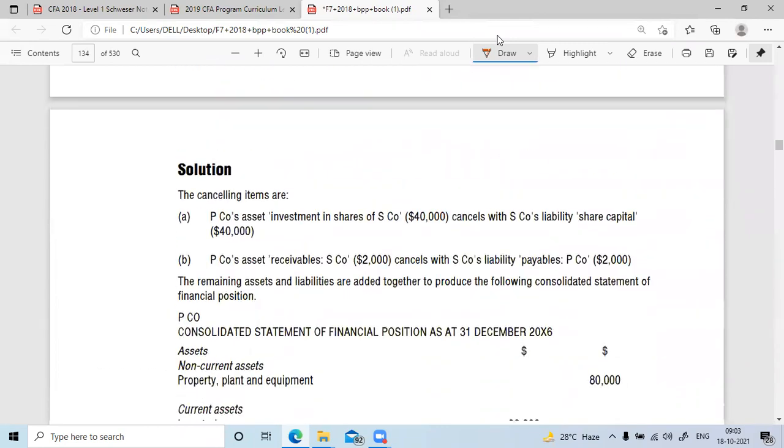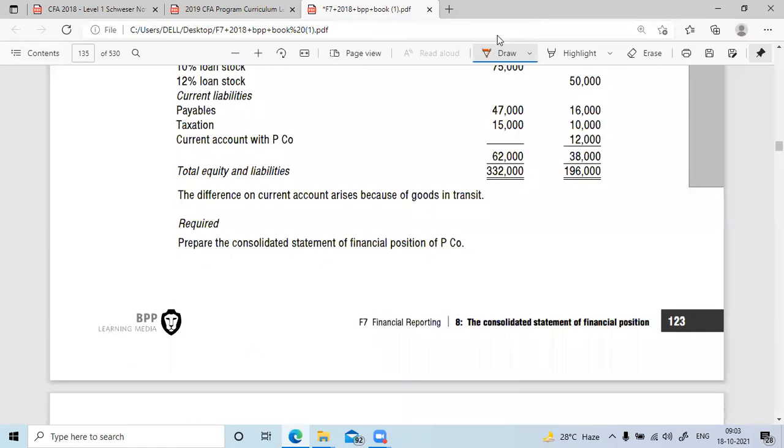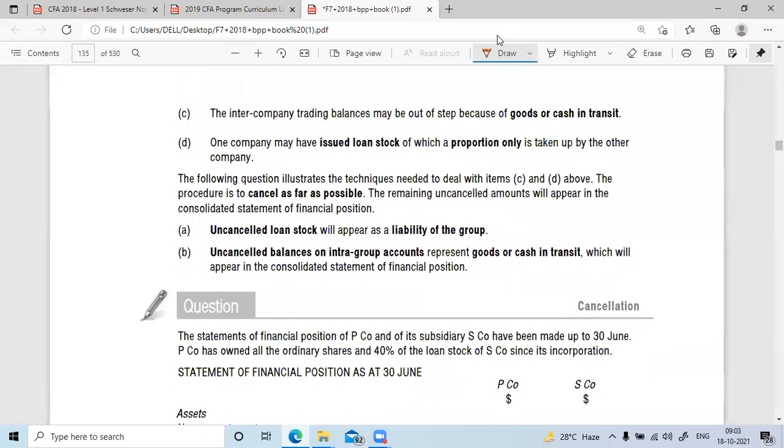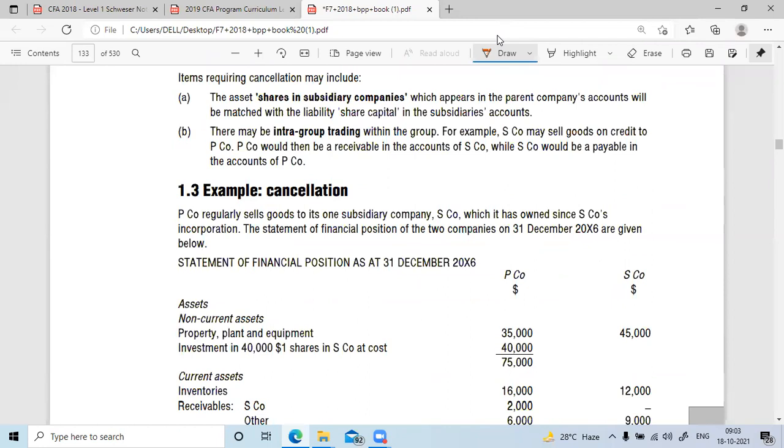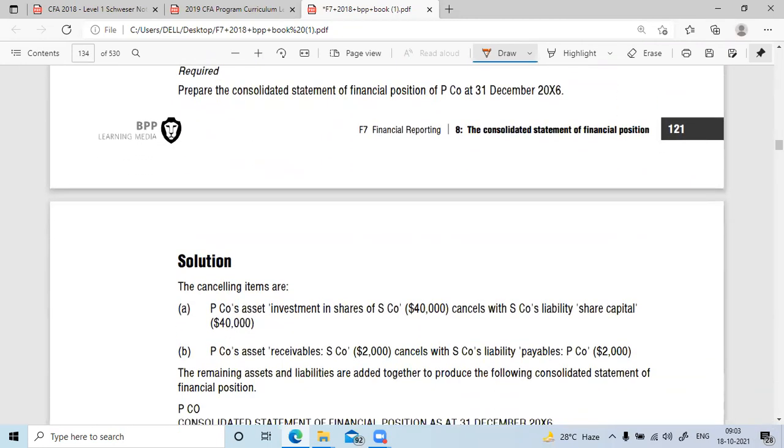Let's go for the first question of chapter number 2. We'll do the consolidation. Fine. Let's start. See, before going into this, you should first understand what you are doing here. This is a parent subsidiary. So parent invests in subsidiary. Fine.